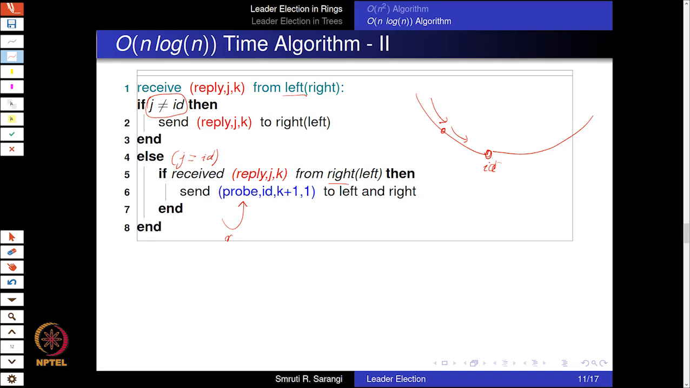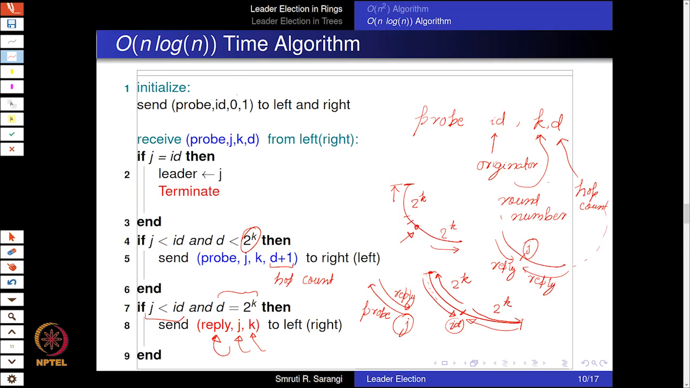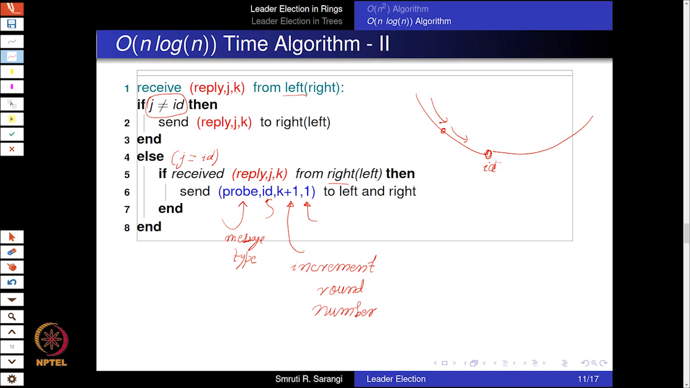So again you send a probe message. So let's say this is the message type. ID is again your ID. But here is the fun part. The fun part is you increment the round number. You increment the round number and again you reset the value of the count and then you send a message. See, if you go back, this is exactly what we were doing. And again you come here, this is exactly what we were doing.